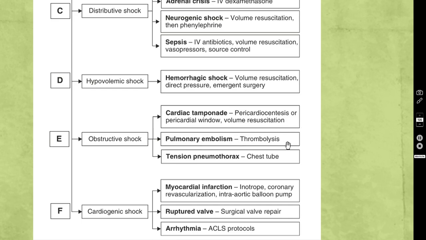Pulmonary embolism means go for thrombolysis. If it is tension pneumothorax, go for needle thoracocentesis, or you can put a chest tube. If it is cardiogenic shock, myocardial infarction, you have to give inotrope drugs, coronary revascularization, or even an intra-aortic balloon pump can be used. If it is a ruptured valve, surgical valve repair should be done. If it is arrhythmias, we have to follow the ACLS protocols.